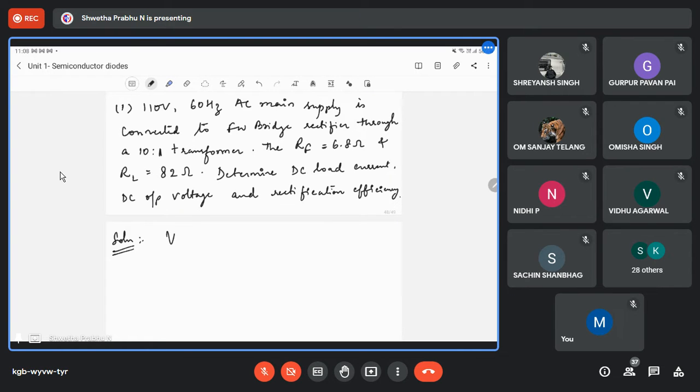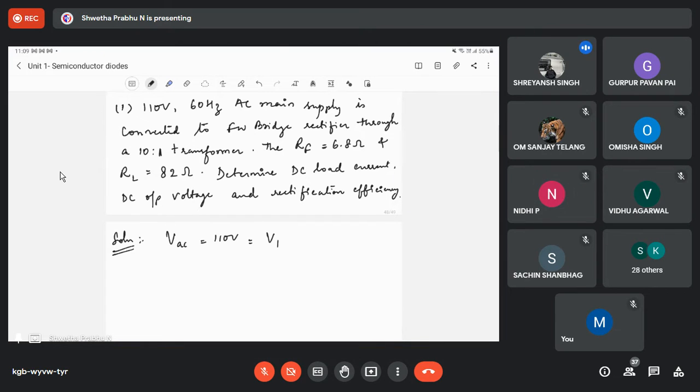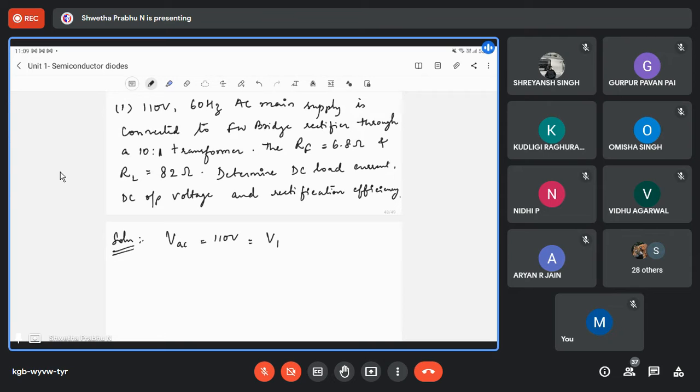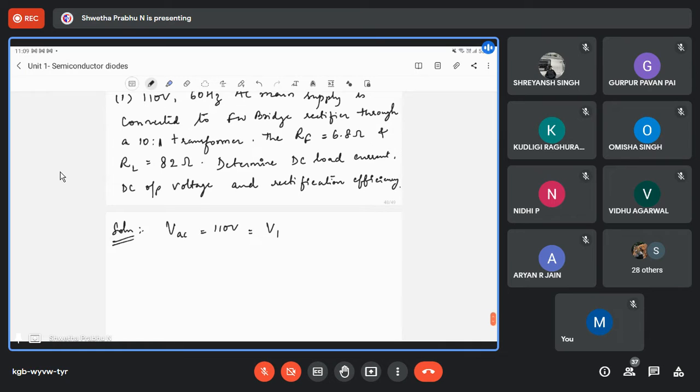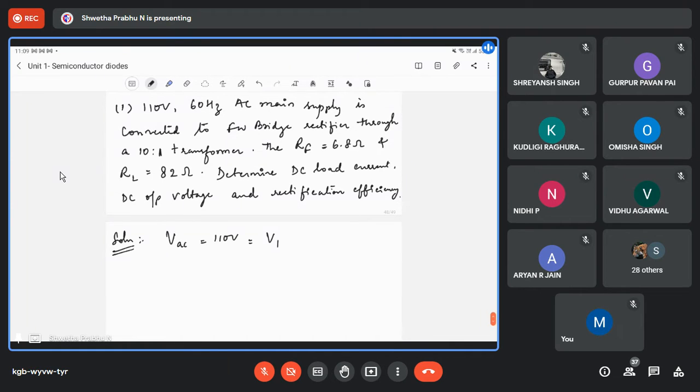Okay, listen here. So VAC they have given, that is 110 volts. What does this represent? V1, right? That is the primary voltage. Guys, are you there? Yes, ma'am. So 110 volts. Is it RMS or peak, ma'am? In the question, wait, I'll tell you. It is only V1, that is the primary voltage. By using this, you have to find the peak value.